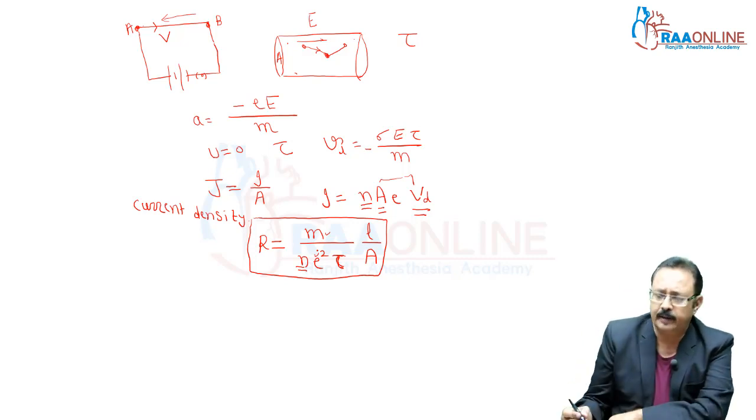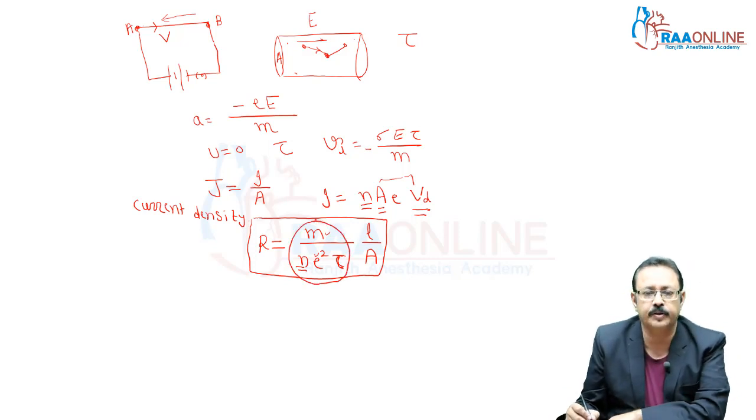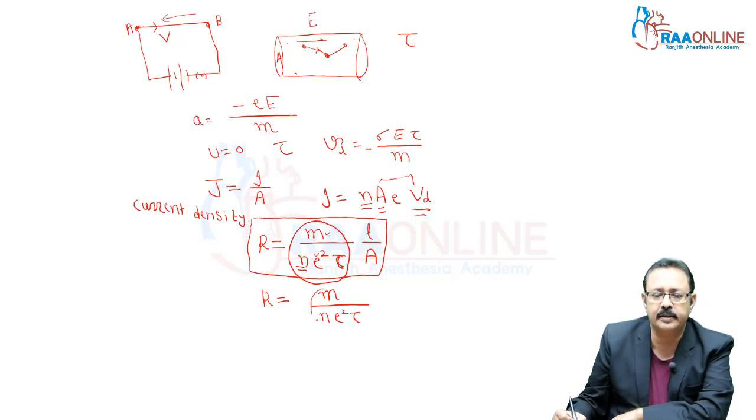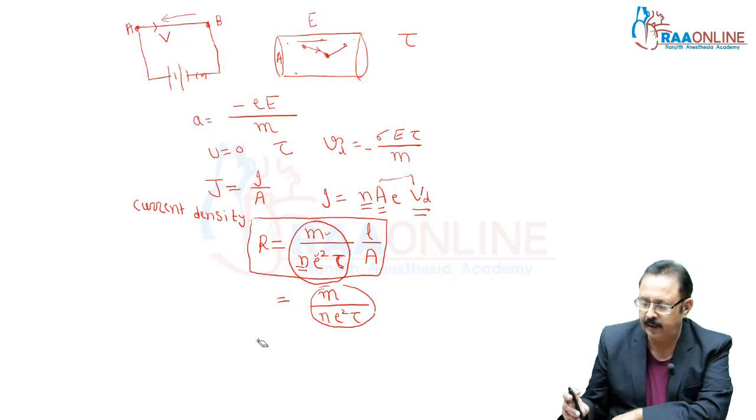So what we are saying is, if we are not going to change the metal, this term should be constant. For different specimens of the same metal, L and A can differ, but this should be constant. So we are giving this term a special name. It is resistivity, which is constant for a particular metal, m upon ne squared tau. It is resistivity. So we are denoting this by rho.